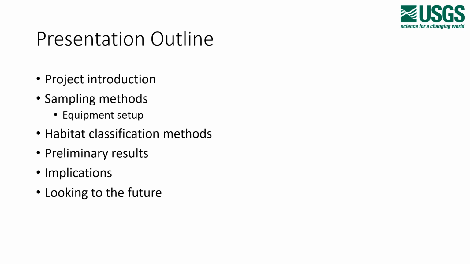So for a quick presentation outline, we're really going to be going from start to finish on this entire project. We'll begin with some quick background information on lake trout and their status in Lake Ontario. Then we'll move into the sampling methods that we use to collect the different videos, as well as what the classification methods that we used to classify the different habitats was. Then we will move into the preliminary results of the study and what the implications of those results are for lake trout in Lake Ontario. Then we'll very quickly just look to the future on some future projects to help also assess lake trout in Lake Ontario.